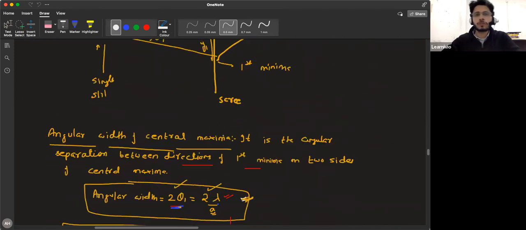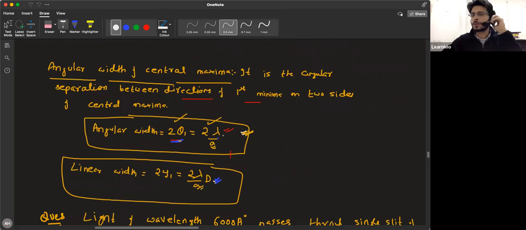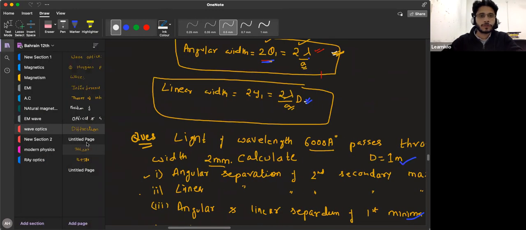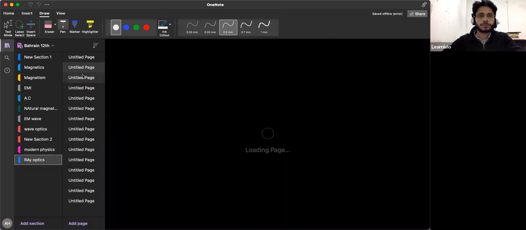After diffraction, wave optics is over. The next topic is ray optics. So let's start with ray optics.